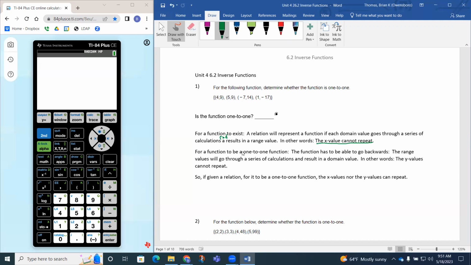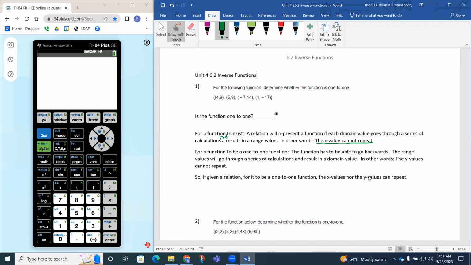Now, for a one-to-one function to be present, the function has to be able to go backwards. What that means is the range value will go through a series of calculations and result in a domain value. So in other words, the y values cannot repeat. So if a given relation, for it to be a one-to-one function, the x values nor the y values can repeat.